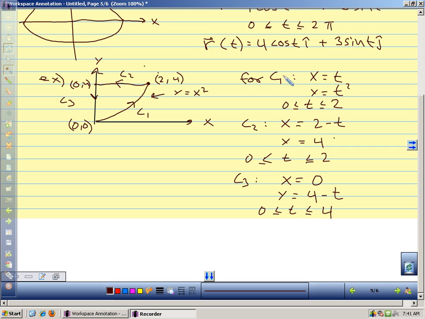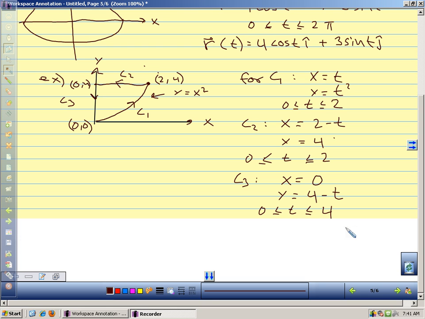So our path r of t would be the union of these 3 parameterizations. So we'd have a piecewise smooth curve, and our parameterization would be the union of these 3 on our intervals. Let's start ringing some bells, what we did kind of back near the beginning of the semester.